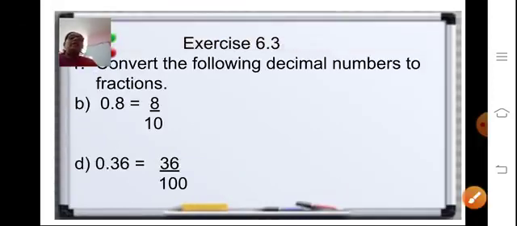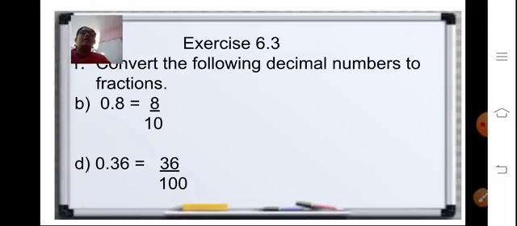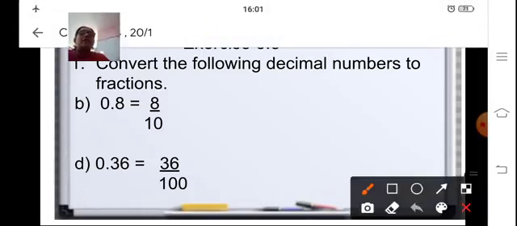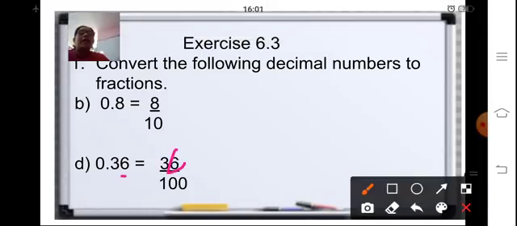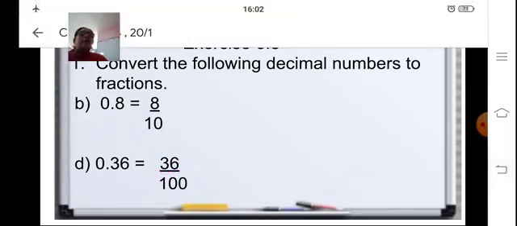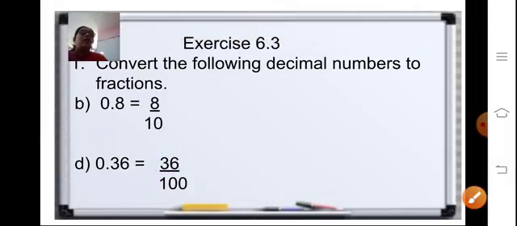Okay, now converting decimal numbers to fractions. Exercise sums from the textbook, which again you have to solve in your notebook. Now this sum I have already shown you, 0.8, that will be 8 upon 10. 0.36, so 36 you will write as it is. After the decimal point 2 places, so you will write the number as 100. Okay, upon 100, that is 36 upon 100.